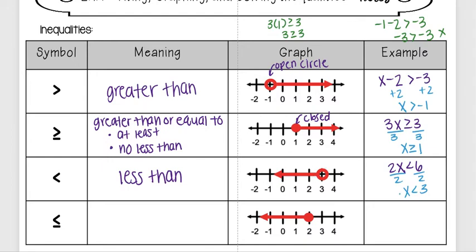And again, just talking about solutions, that means that 2 is a solution, 2 is less than 3, 1 is less than 3, -2 is less than 3. But everything on this other side is not a solution, because if I plug in 4 for x, 4 is not less than 3. Okay, and then this last one is less than or equal to.